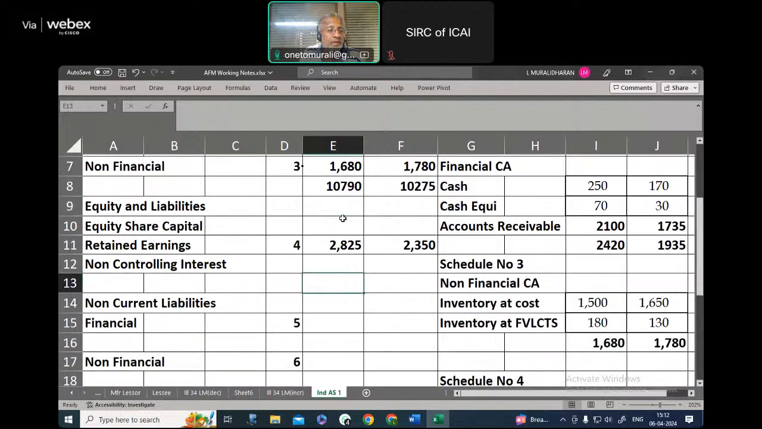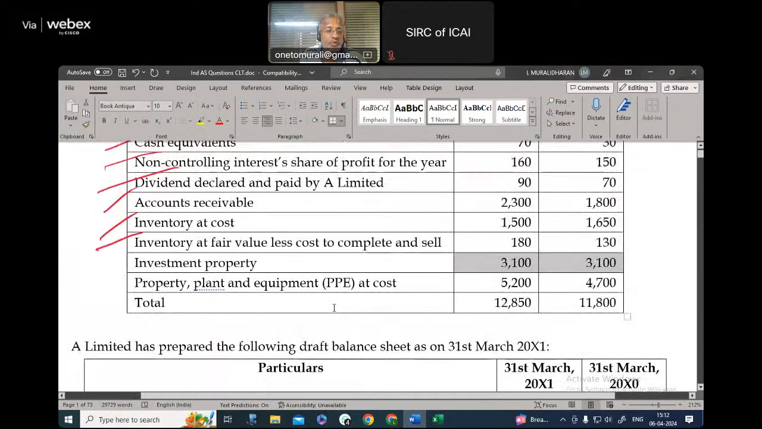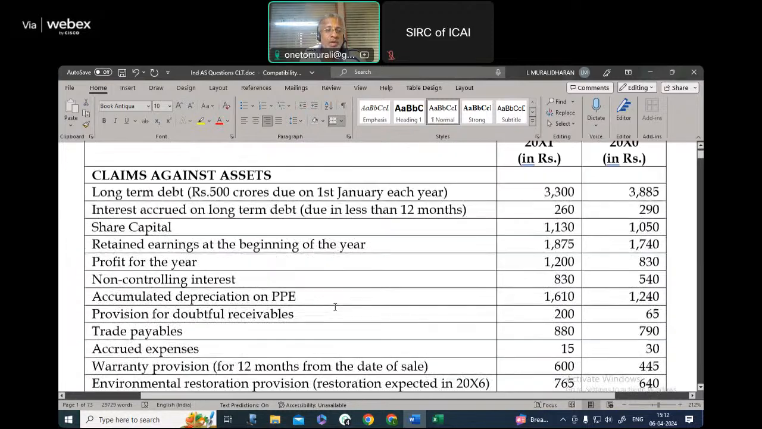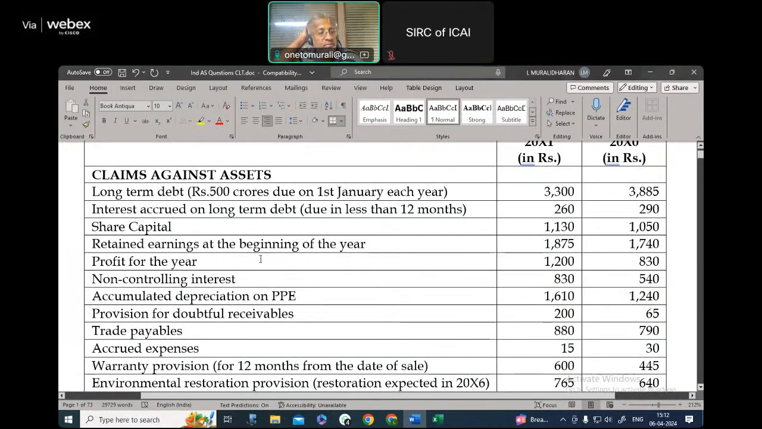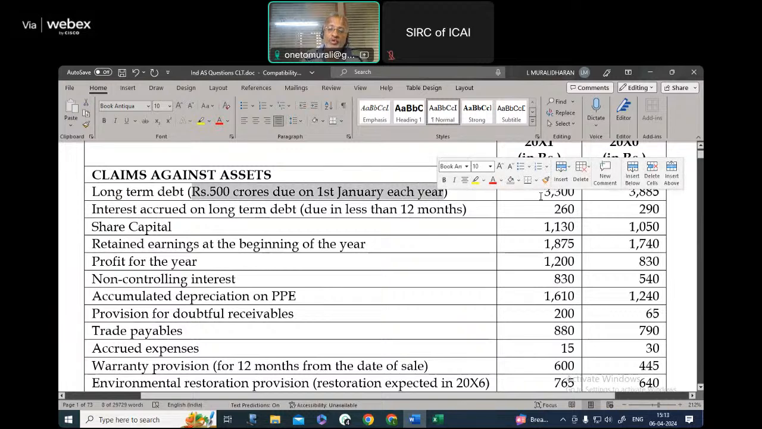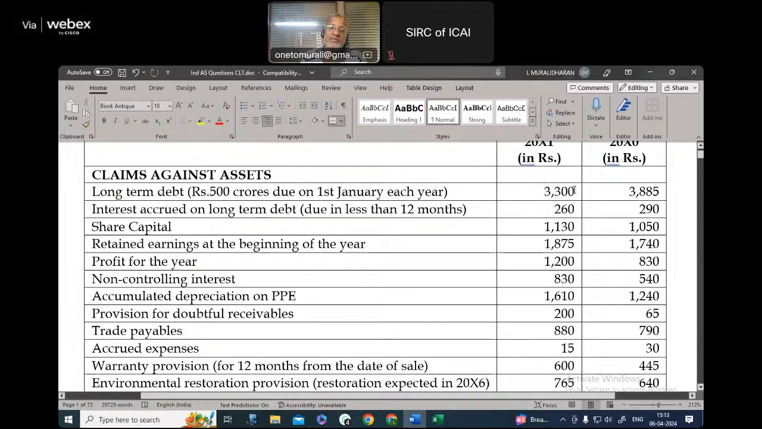See, now let us just take up equity, share capital, all that we will pick it up from here. So now asset side over, now liability side. We have long term to the extent of 500 crores due on 1st of January each year, which they have given as 3,300 and 3,885. And only 500 is due every year. So that means a portion of which is 500 to the extent we are expected to take up as part of current, and the remaining amount is what we are expected to take up.